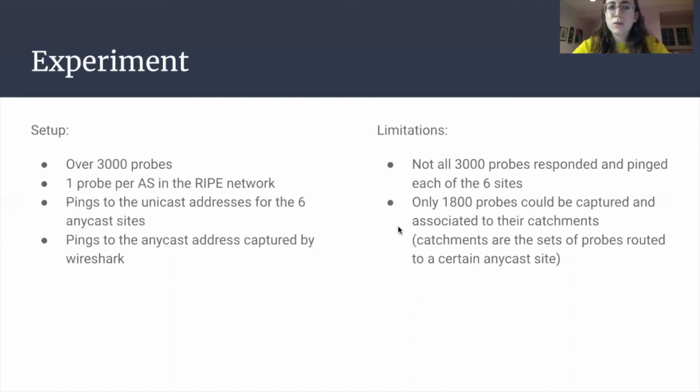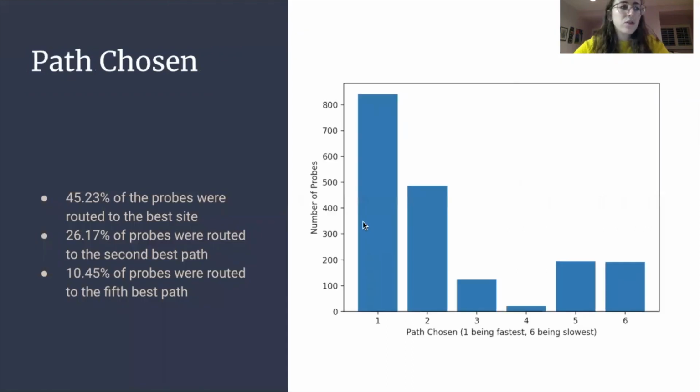So now I'll go into some of the results from this experiment. The first is path chosen. I found that 45.23% of the probes were routed to the best site, but there are still significant amounts of probes, over 50% of them, that went to a suboptimal path. A little bit over 26% of them went to the second best path, and about 10.5% of the probes went to the 5th best path.